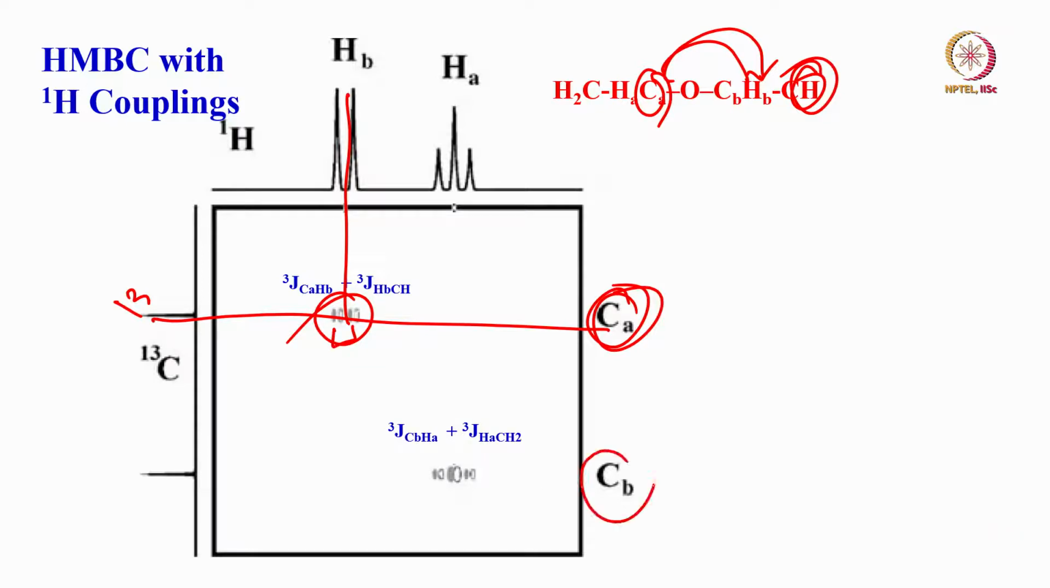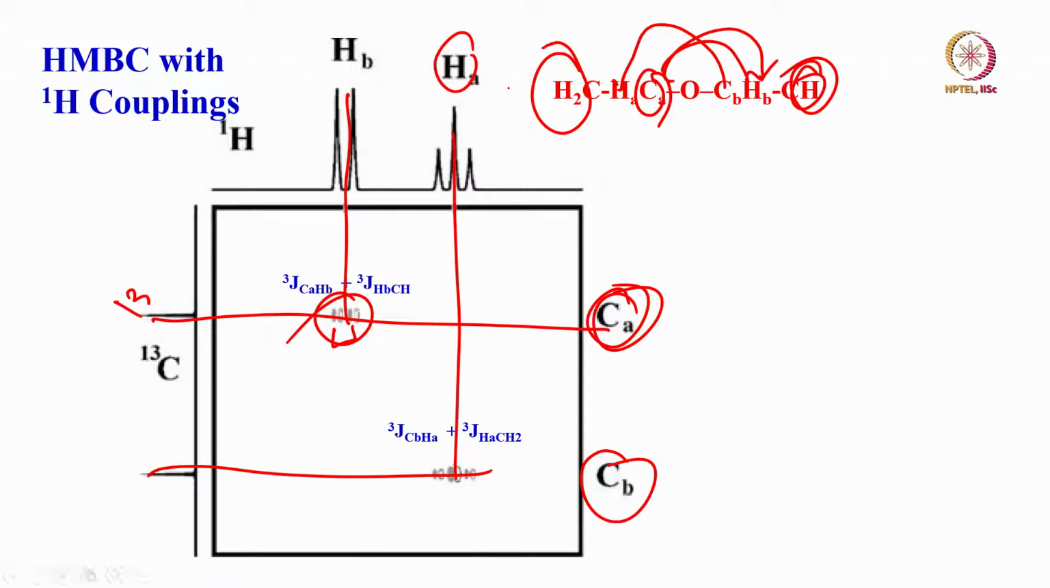Similarly, carbon B correlates to proton A. You see, this is the carbon B chemical shift, this is carbon A, and each line of this carbon A satellite will be a triplet because of coupling with 2 protons. So you will see 2 triplets here overlapped. Since the long range couplings are smaller, it is not clearly visible.